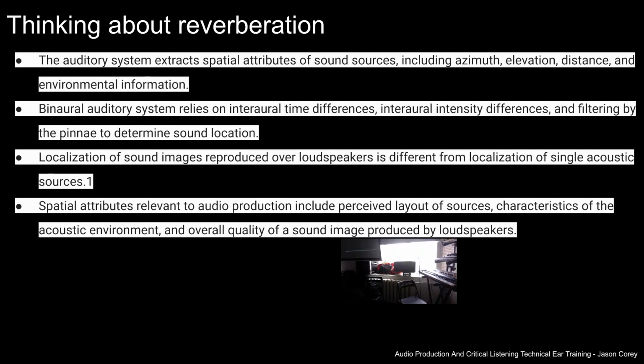So the auditory system extracts spatial attributes of sound sources. Our auditory system is designed to understand that thing came from the right, that thing came from the left, that thing came from far away, including azimuth. Azimuth is the horizontal location, then elevation, in general distance from us, and environmental information.